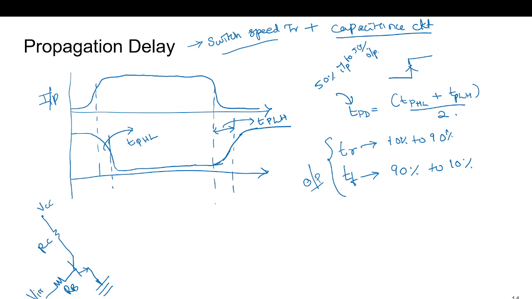So if this is Vn and this is Vf, because of the circuit elements there will be some capacitances. So this capacitance needs to be charged. So that will be the time, this charging time. And when this has to discharge, this is the discharging time. So the delay is dependent on this switching element plus this capacitor effect.